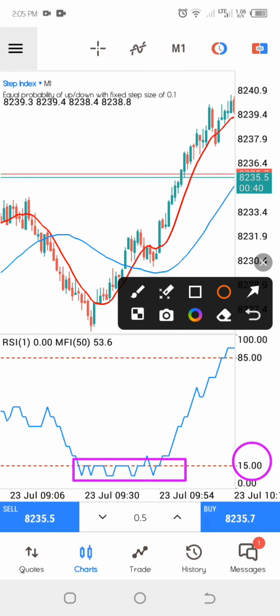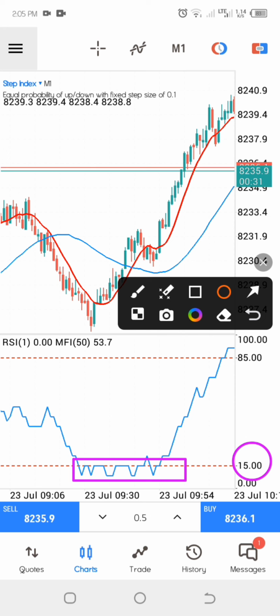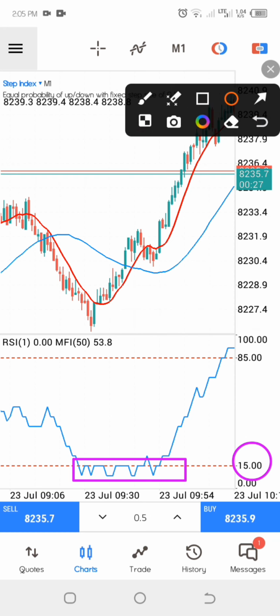Okay, so when it gets to the 15 level of the RSI, then you are going to wait for something. Once the money flow comes to the 15 level of the RSI, you look into your main chart. And what are the things you are looking for in your main chart?